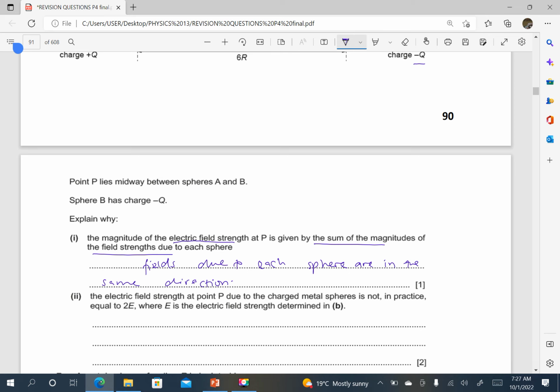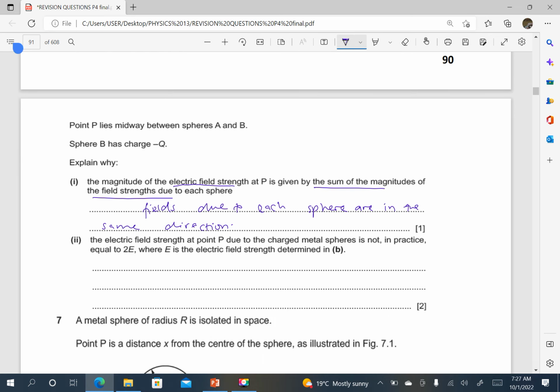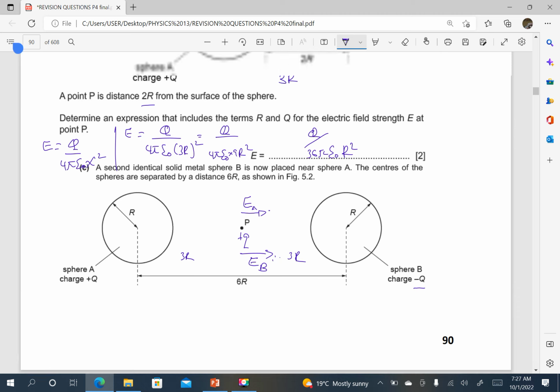Okay, again, explain why the electric field strength at point P due to the charged metal spheres is not, in practice, going to be equal to twice E, where E is the electric field strength we determined in B. So we are saying the electric field strength here is going to be the sum of these two values. When we had only one charge, the electric field strength was given by this.